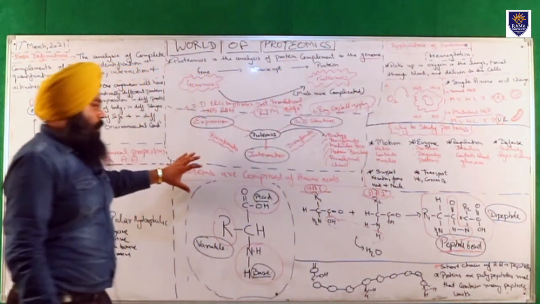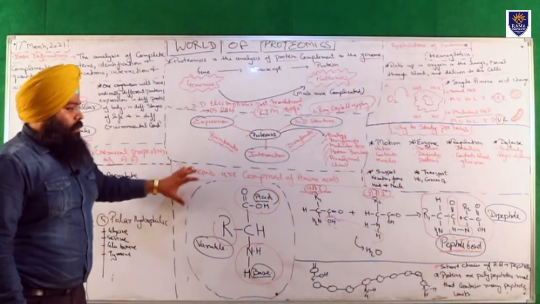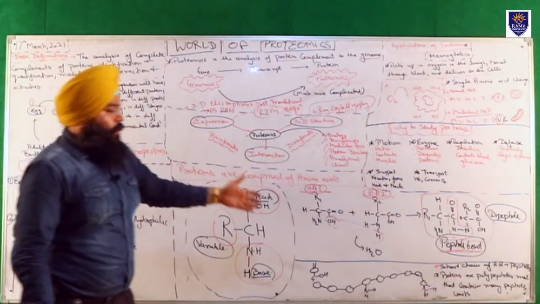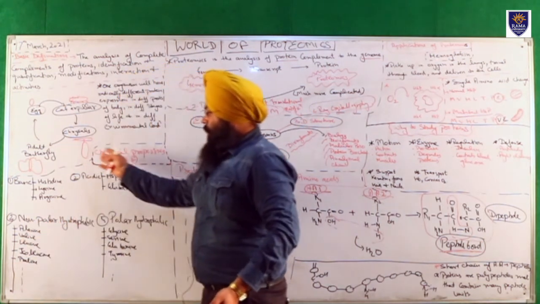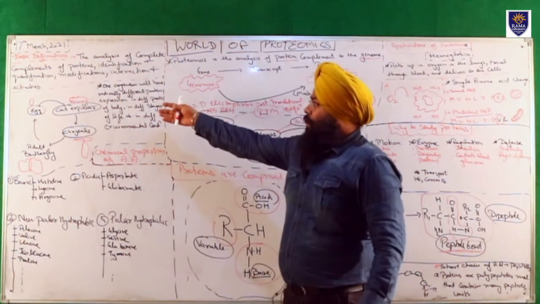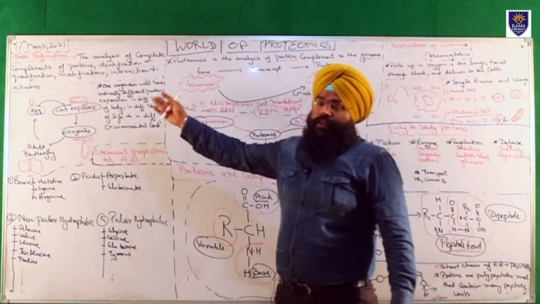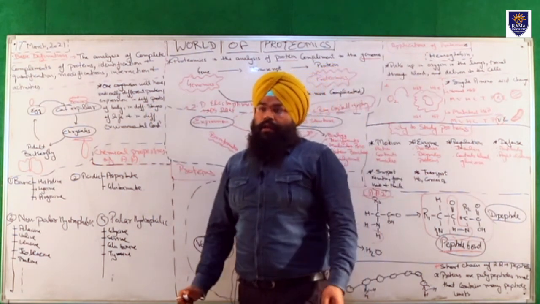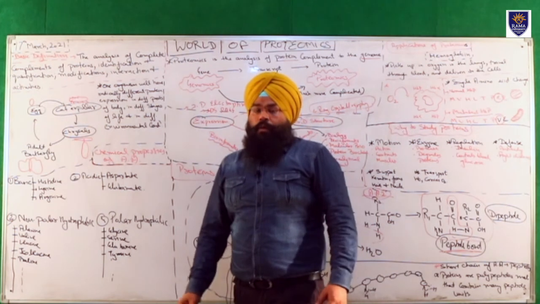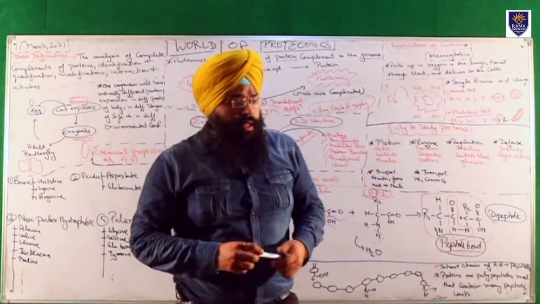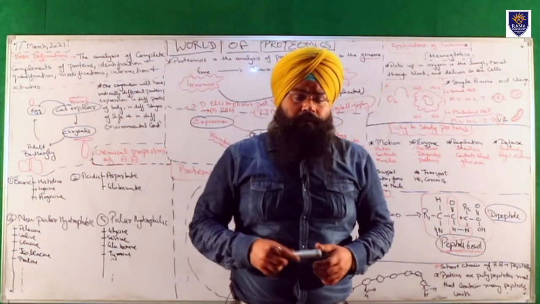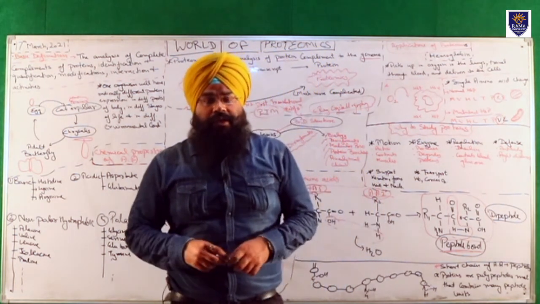Then we went through the basic structure of amino acids, how they are made up. We studied how they come together to make polypeptides, and what the various types of amino acids are. And furthermore, we have studied how at different stages of our life, the proteins of our body, the proteome, are gradually changing.